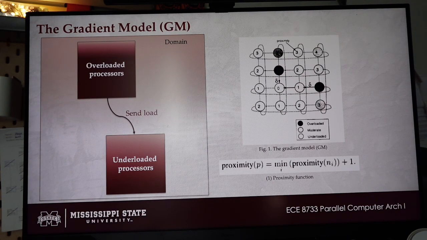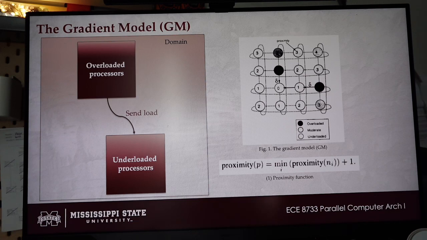In the beginning, all processors are set to Wmax. Wmax is the dimension of the system. For example, in figure 1, the Wmax dimension is 4, and the proximity function is shown below figure 1. As the function says, Ni is the nearest neighbor processor of processor P.